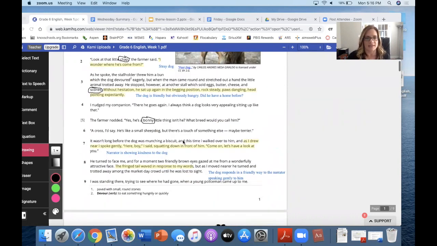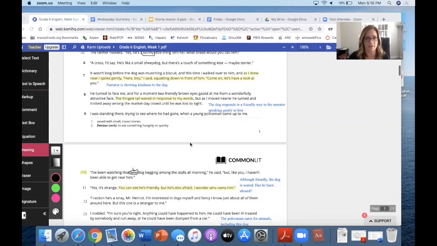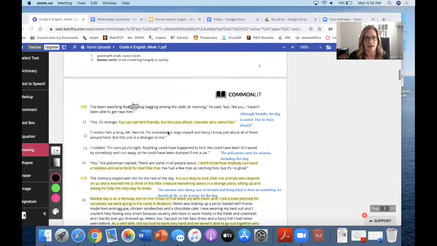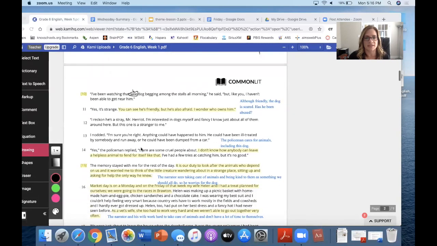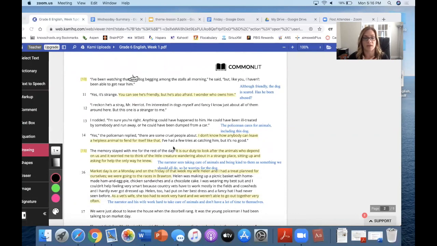Looking at it, I see a lot of things like how the narrator was showing kindness as he gently spoke to the dog. I see how the policeman interacts, how he talks about how he doesn't know if anyone can leave the helpless animal. Obviously, he's caring. So caring was one of our choices, and I feel like we definitely have evidence to support that. So one of the character traits would be caring. That was answer A.